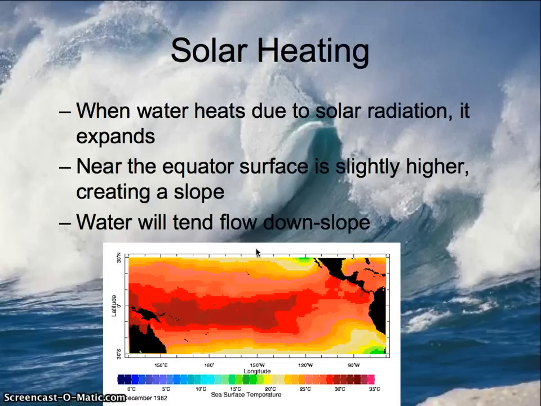So the solar heating is due to solar radiation. When water heats, it starts to expand because it has more kinetic energy. The molecules move faster, therefore it spreads further apart. Near the equator, the surface is slightly higher, creating a slope. Because the water at the equator is moving faster and is spread out a little bit further, it actually has a slope. And the water will tend to flow downslope as it goes from the equator out towards either pole.